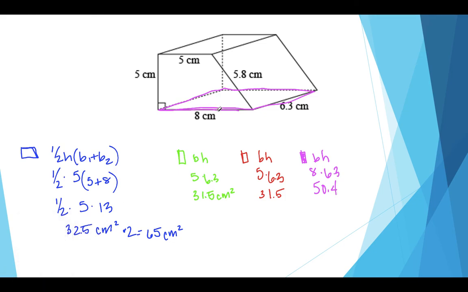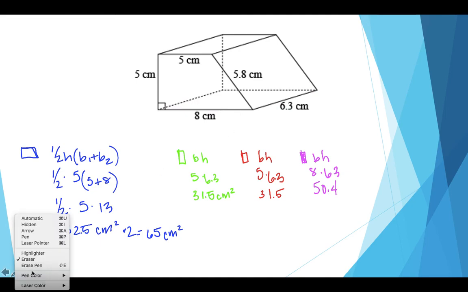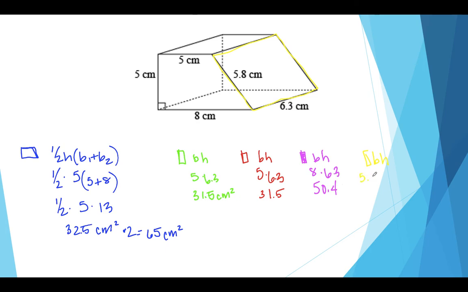Let me erase this one so you guys can see. I'm going to have to do this one in yellow, and it's this final slanted rectangle here on the side. So that is, again, a rectangle, base times height, and this one is 5.8 times 6.3, and that's 36.54.